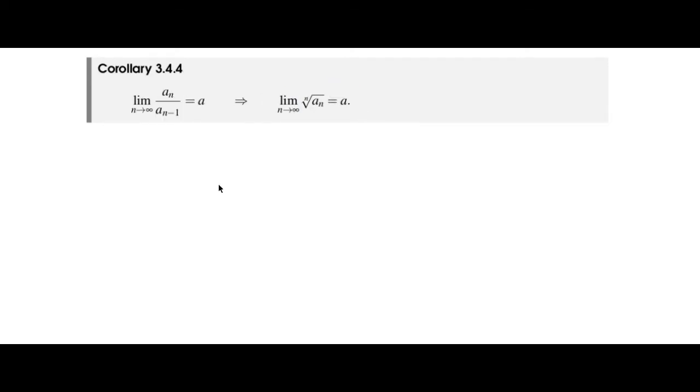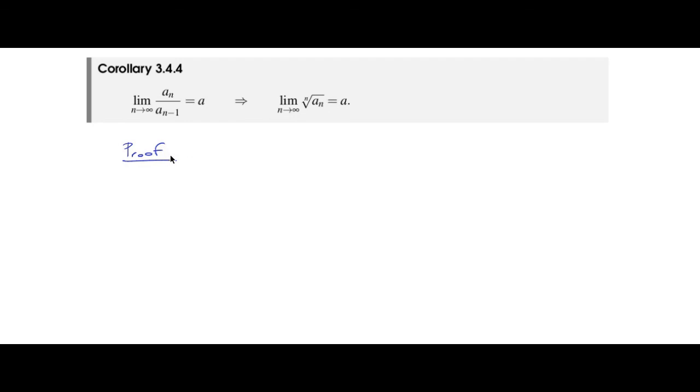Finally, we have the last corollary to Stolz theorem. We have that the limit when n goes to infinity of the quotient between a sub n and a sub n minus 1 is a. Then this implies that the limit of the nth root of a sub n equals a, okay? And again, this is easy to prove.